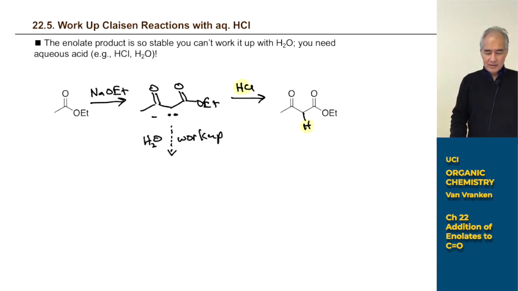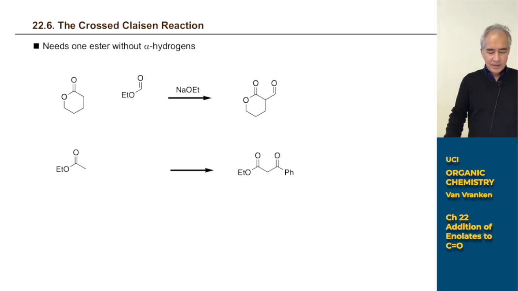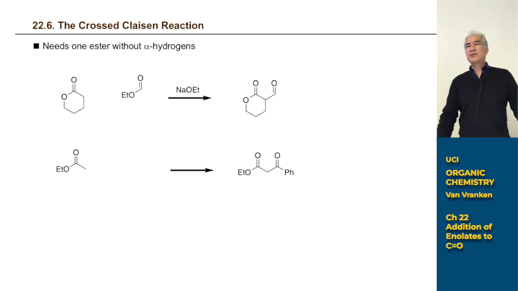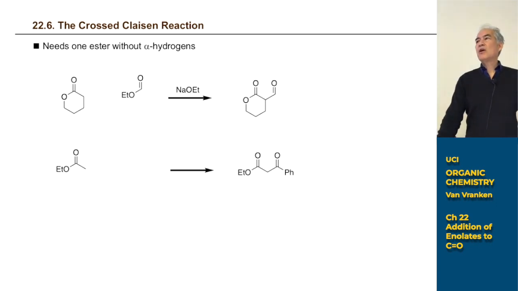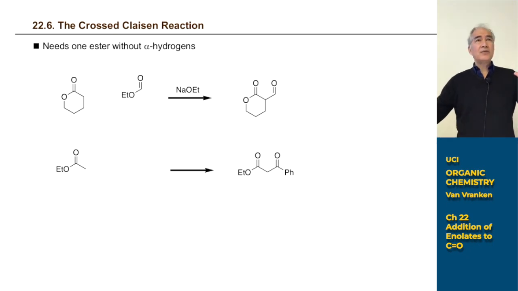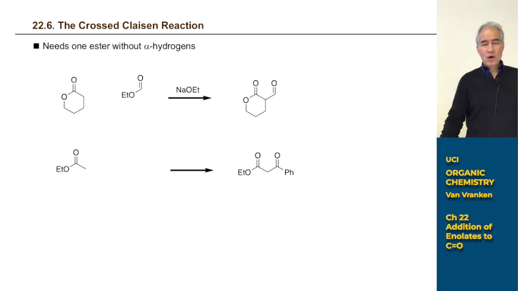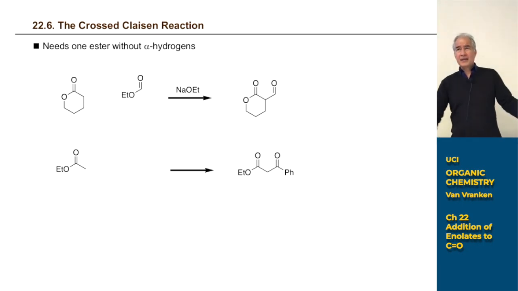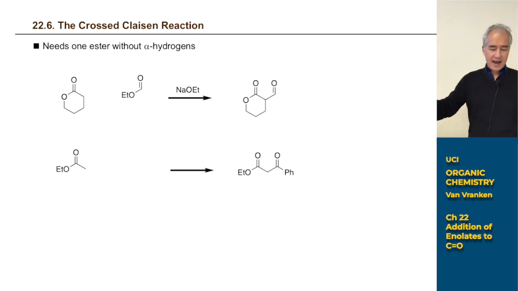All right, let's go ahead and talk about, maybe this is kind of obvious, I'm not quite sure, but you can do crossed Claisen reactions in the same way that you can do crossed aldol condensations. If you'll recall, a crossed aldol condensation is when the two aldehyde or ketone components are not the same. So you're trying to get one of the two components to form the enolate, and then the other carbonyl compound to get attacked.